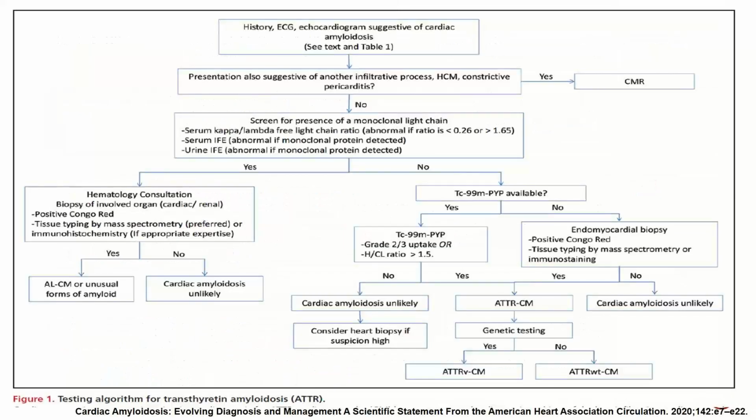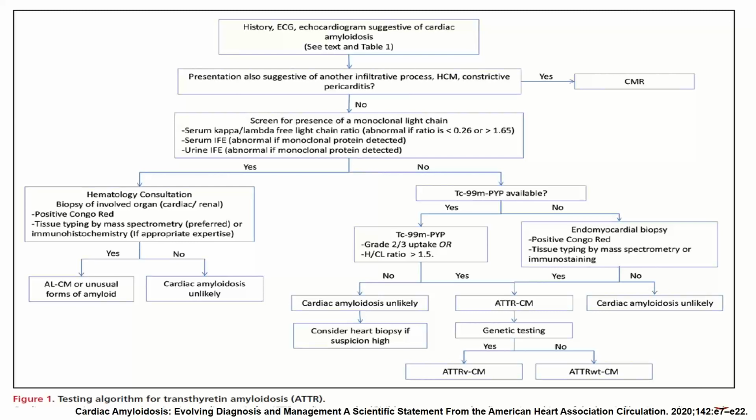So approaching a patient with amyloidosis usually starts with the history, then an ECG and echocardiogram. Any presentation that's suggestive of another diagnosis of infiltrative process, you should go directly to the CMR to rule out other diseases.